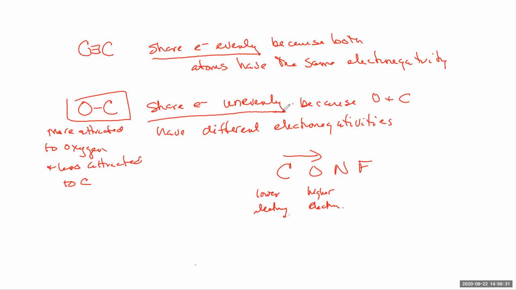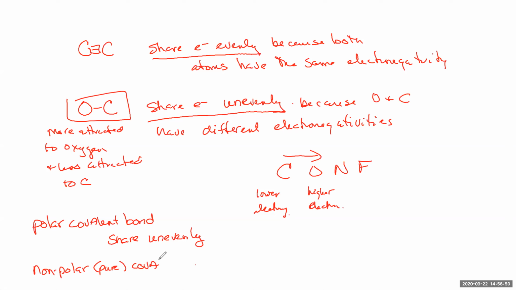And the words that we use for that is it's a polar covalent bond if they share unevenly, and it's called a nonpolar, or some people will call it a pure covalent bond, if they share evenly. So you need to be able to use the periodic table and know about electronegativities in order to decide whether things are polar or nonpolar.